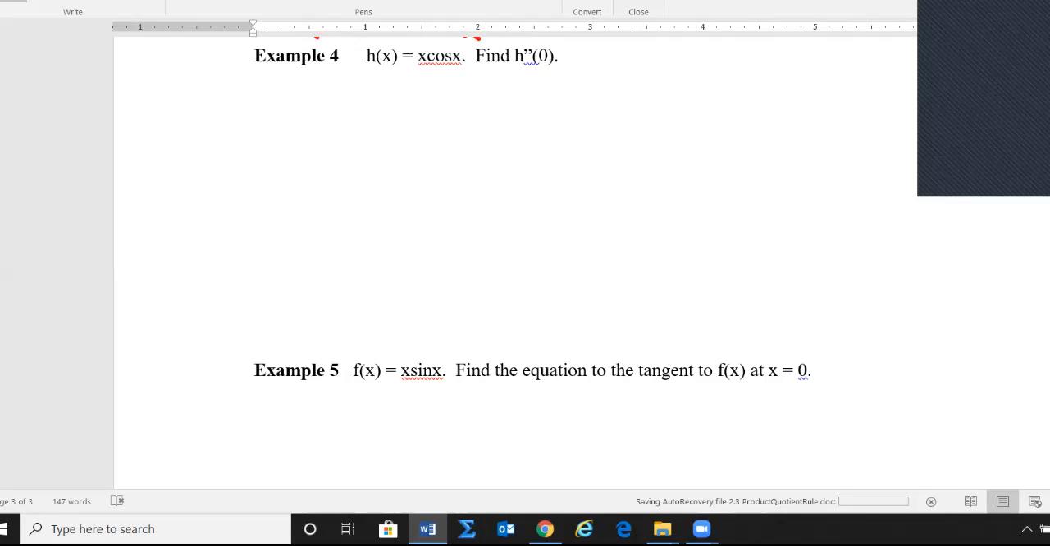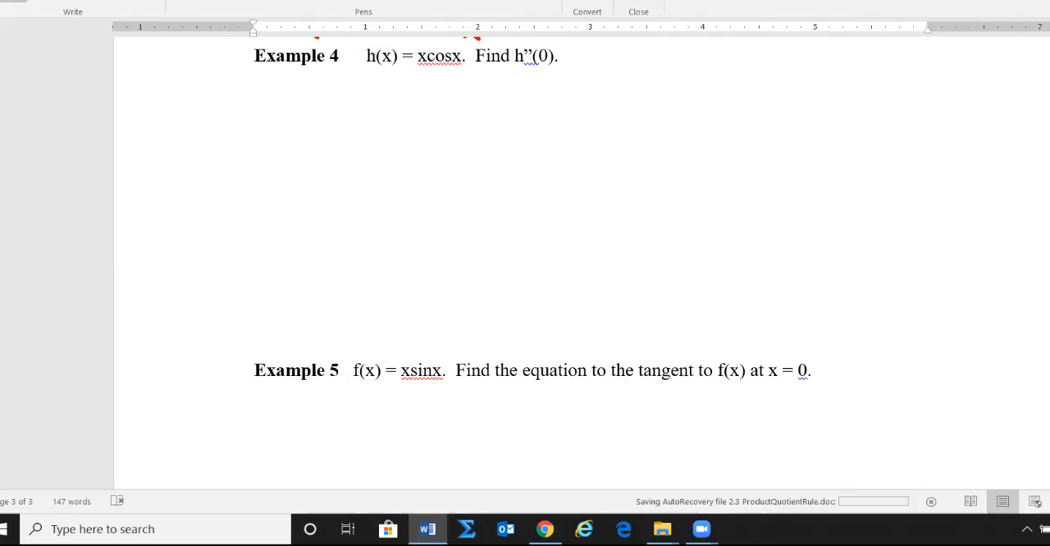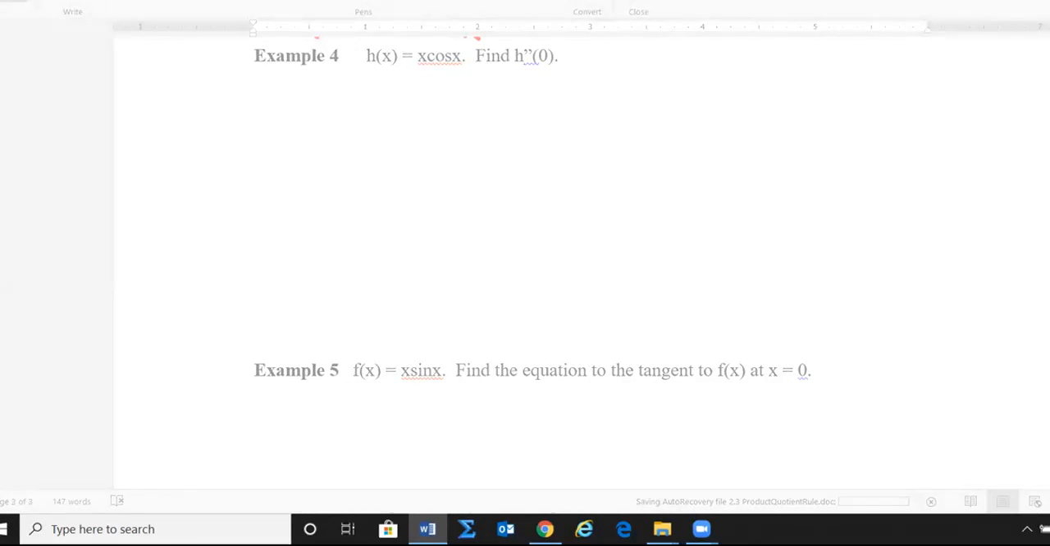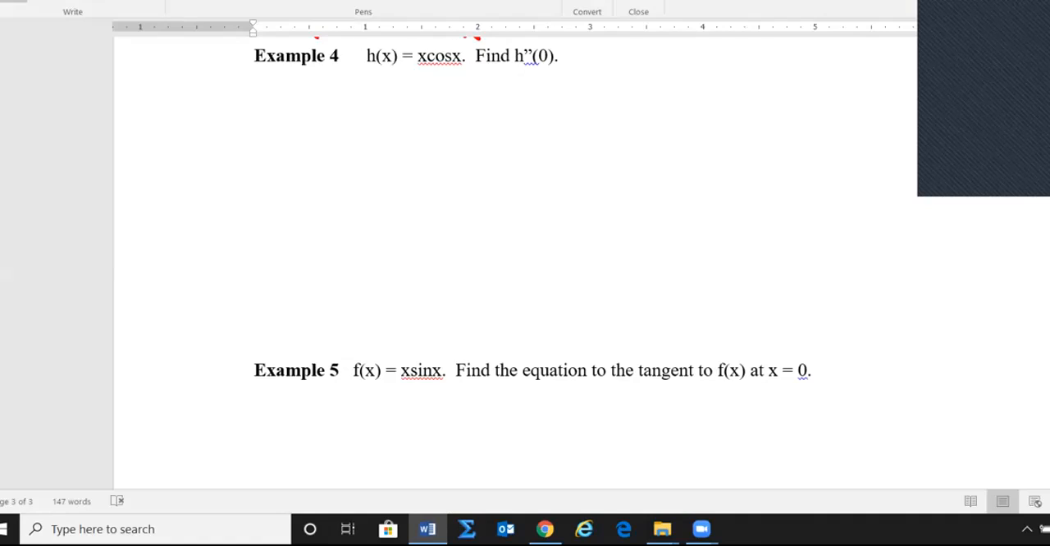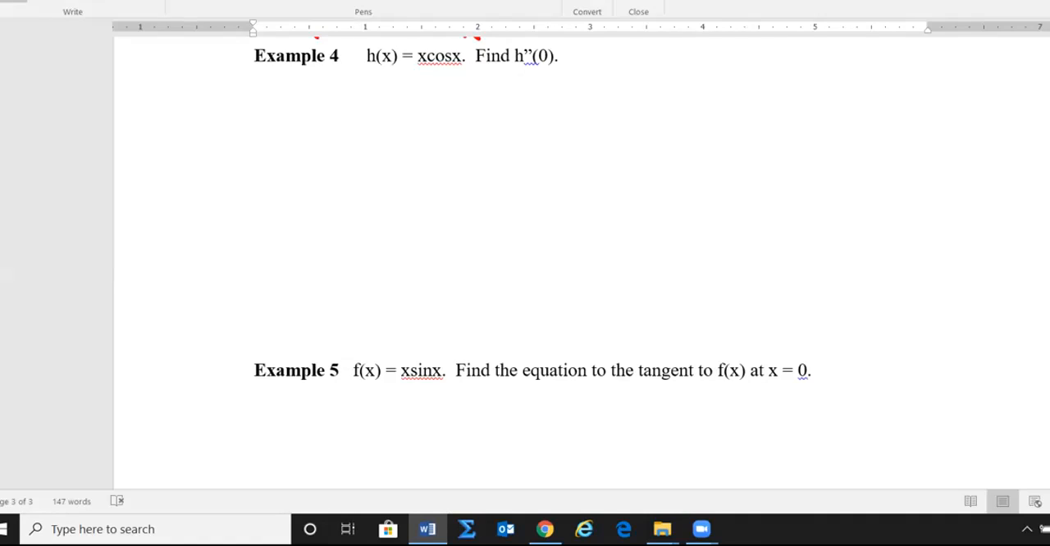Okay, here we're going to find H prime, H double prime. Here we're going to find H double prime evaluated at 0. So let's jump in and get our derivatives first.